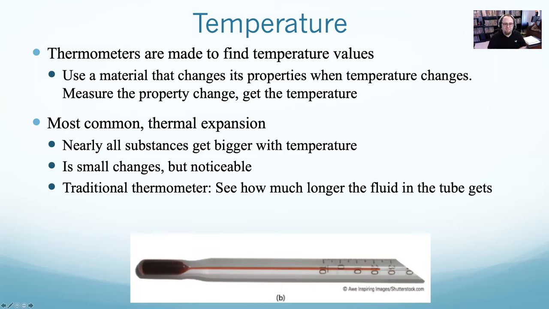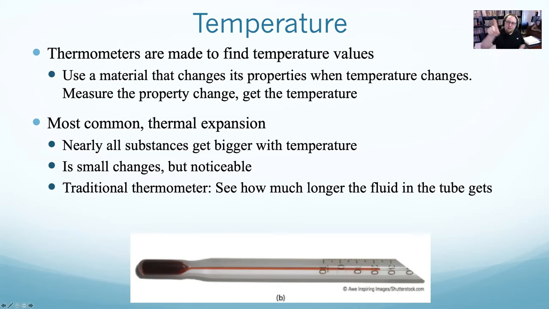Old school thermometers, like the one at the bottom, that's how they work: as it gets hotter, the substance grows, and as it grows it moves up the tube. It's a substance that has a very calculable amount of expansion. Traditionally it's mercury, or the modern ones use alcohol. But that's the idea. You heat something up, it will get bigger, with very few exceptions. So that's how classical thermometers, like the one there, work.